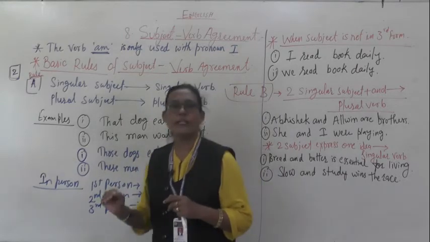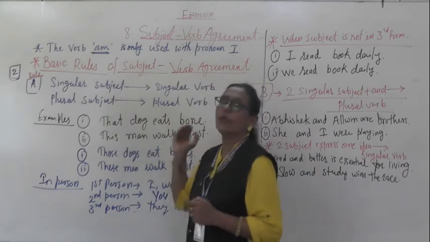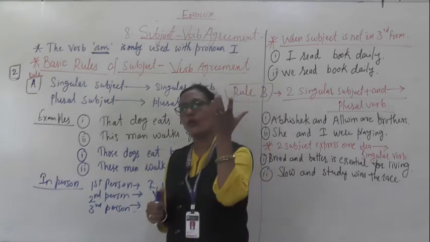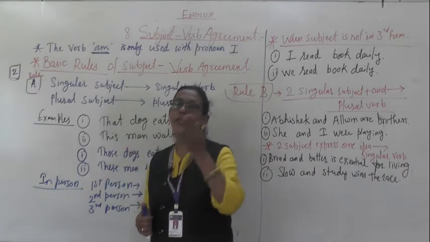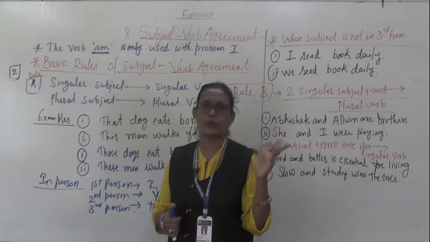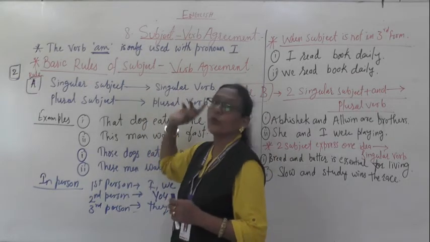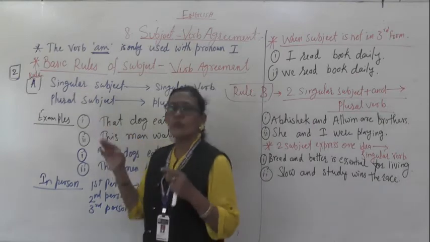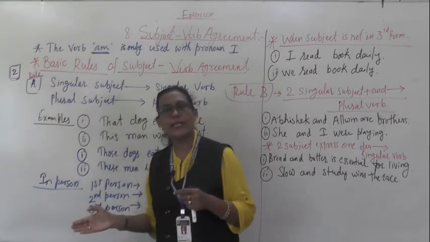Now we will see the basic rules of subject verb agreement. For which subject which verb agrees? For the singular subject and the plural subject, that we are going to learn now. Very easy. That is rule number A, and like this, A, B, C, we'll see.